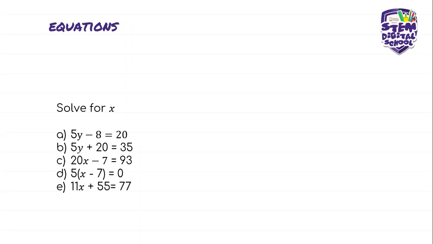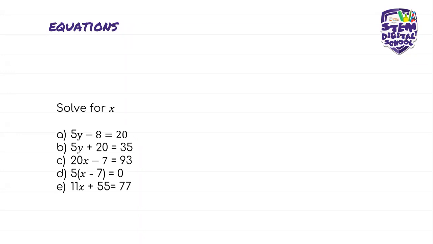So, sir, this is what I did. I said 5y plus 20 is equal to 35. And then I took the 20 to the right-hand side. And the equation was 5y is equal to 35 minus 20. Then 35 minus 20 gave me 15. Took the 5, divided it with the 15, and it gave me y is equal to 3.